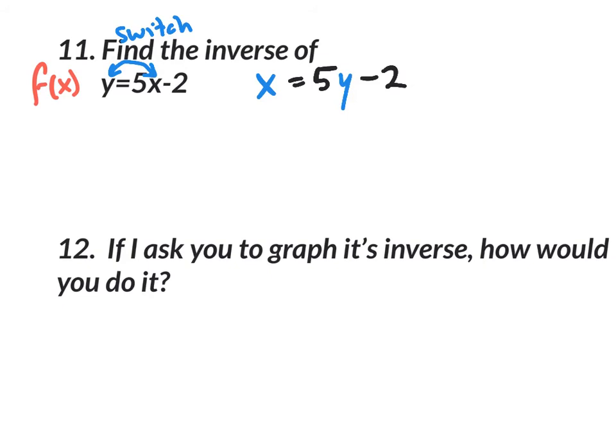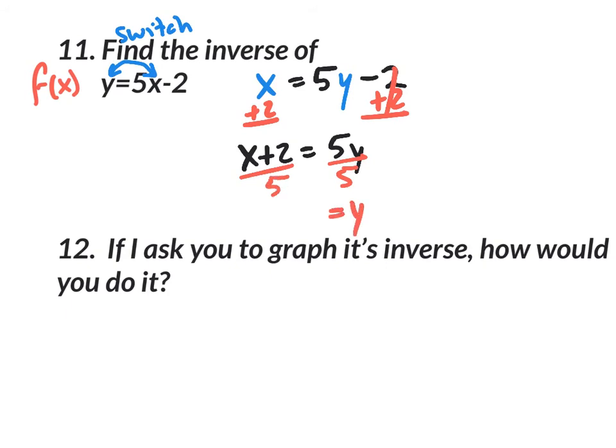Now let's solve for y by adding 2. That's right. And what you do to one side, do to the other side. You can't really add x plus 2, so you're just going to rewrite it. And your final step will be what? Divide by 5. Divide the whole thing by 5. And there's your answer, y equals x plus 2 over 5.